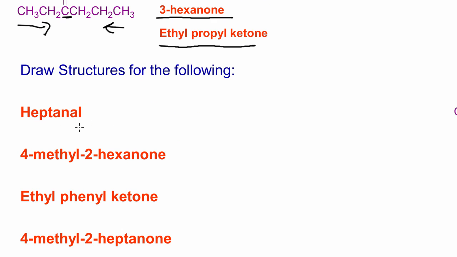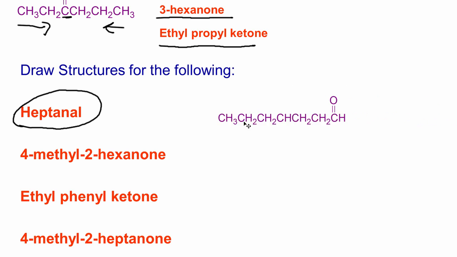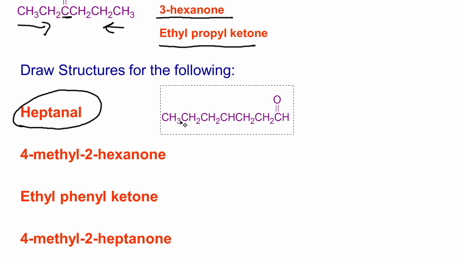So here we're asked to draw structures for heptanal. Well, that's an aldehyde, and we would draw the structure like so. I'll bring this over here. So we have 1, 2, 3, 4, 5, 6, 7 carbons, and that's the hept part. And then this is an aldehyde. Again, there is a hydrogen on the carbon, so it's an aldehyde. So this would be heptanal.